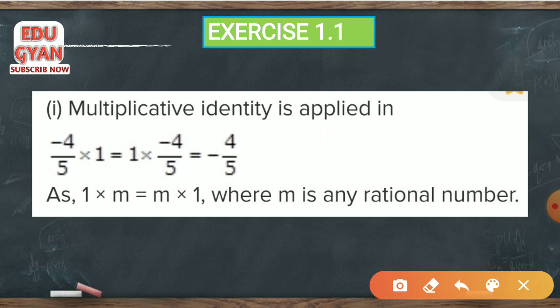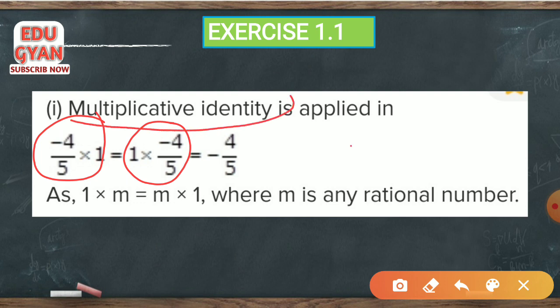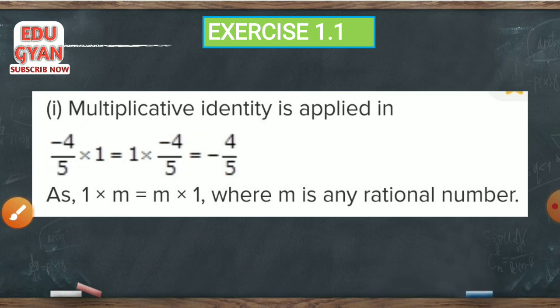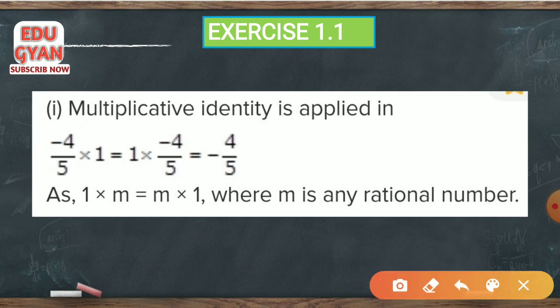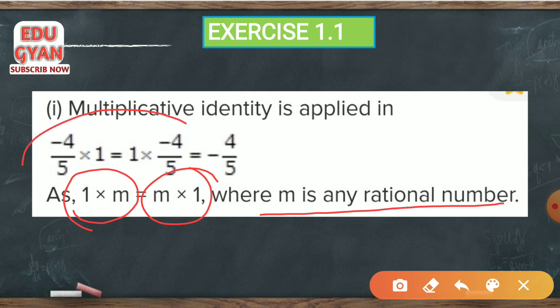The question is given as minus 4 upon 5 into 1 equal to 1 into minus 4 upon 5. So which identity is it using? It is using multiplicative identity. Now what is multiplicative identity? As you can see, 1 into m is equal to m into 1. Here m is any rational number.